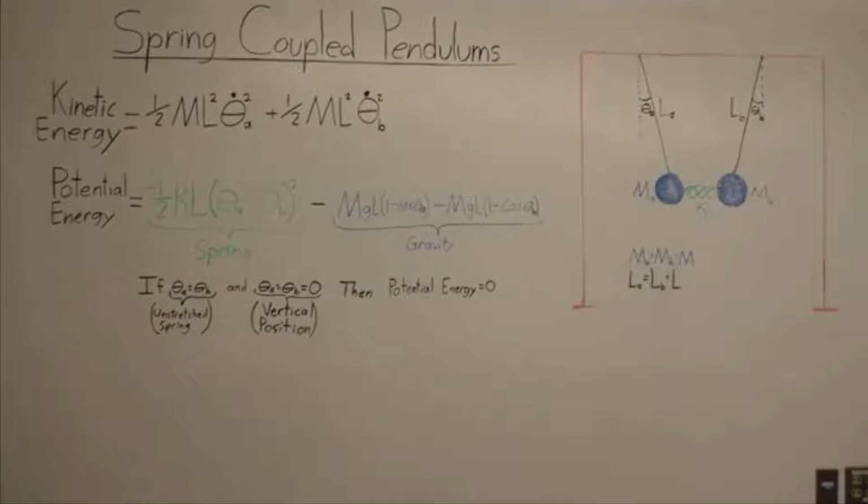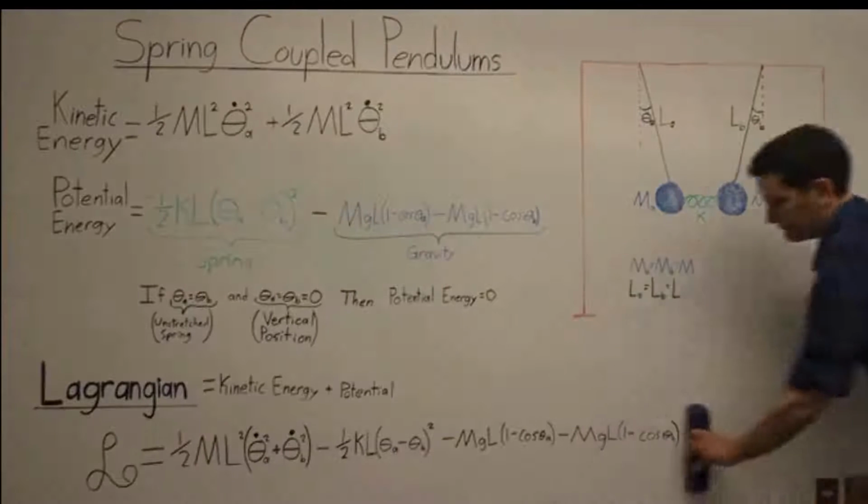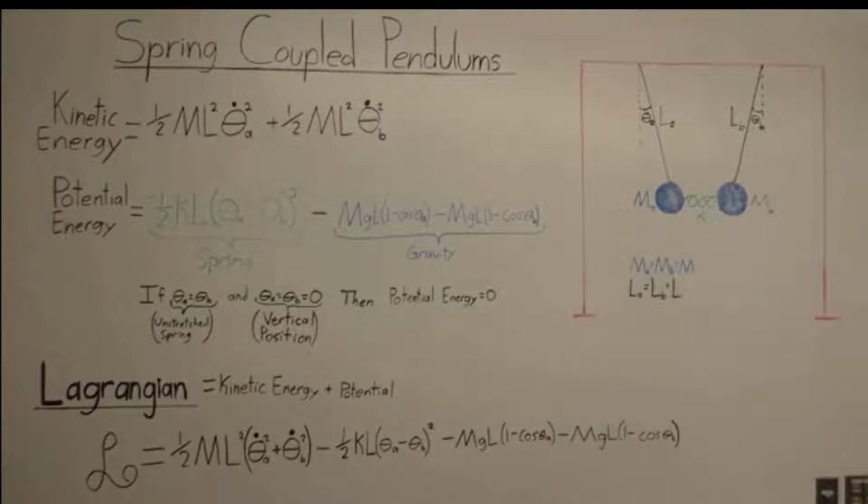Notice that the potential energy is equal to 0 when the spring is unstretched, or in other words, theta A is equal to theta B, and when the pendulums are in the vertical position, when theta A is equal to theta B is equal to 0. We will write out the Lagrangian, which is just the kinetic energy plus the potential energy.